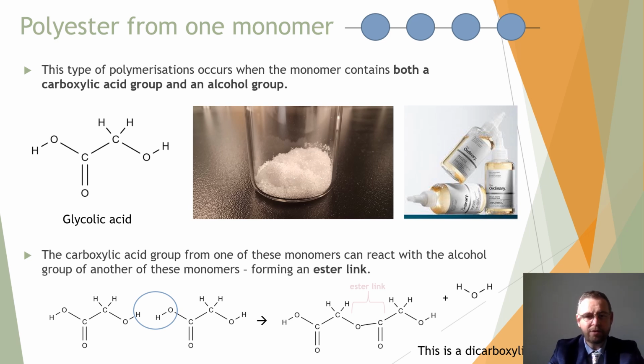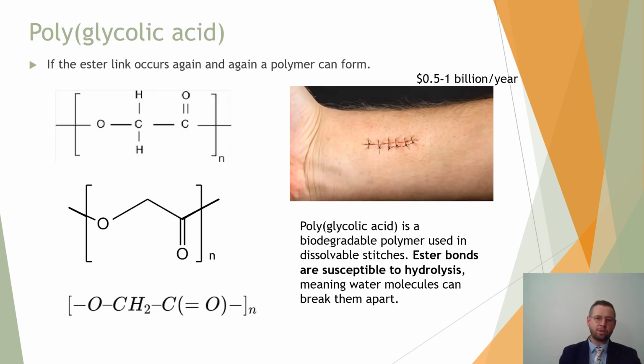So look, we've joined together two monomers. We've expelled a water molecule, and we've now got something that has two carboxylic acid groups in. You can see that's why we would call it a dicarboxylic acid at this point, with an ester link in the middle. So what happens when we join together glycolic acid? Well, we're going to get this thing, polyglycolic acid.